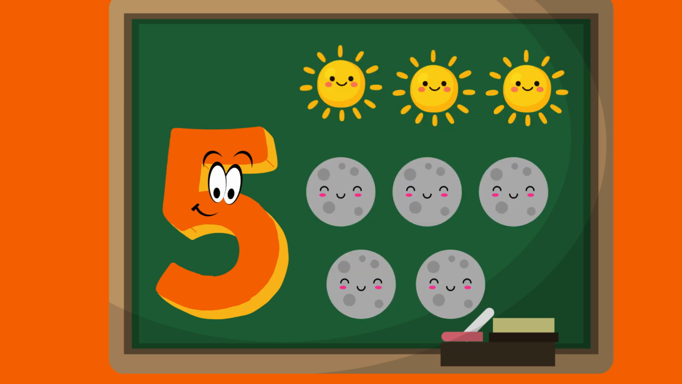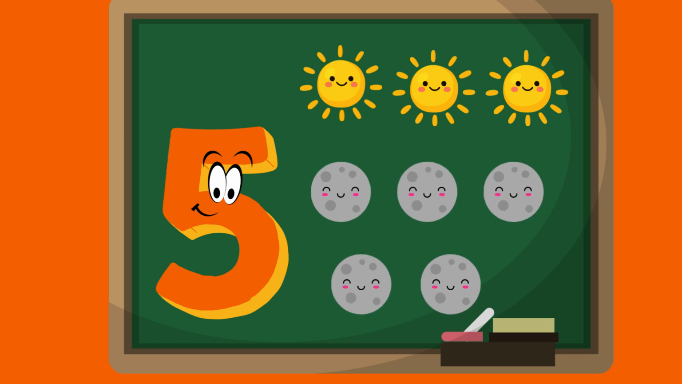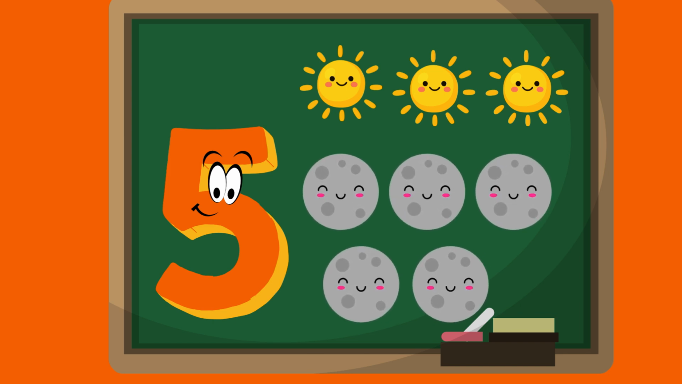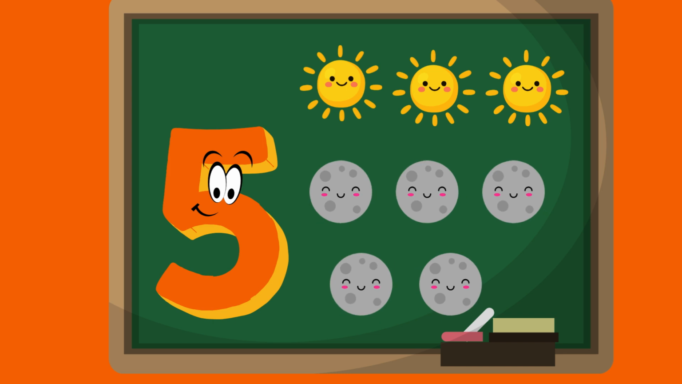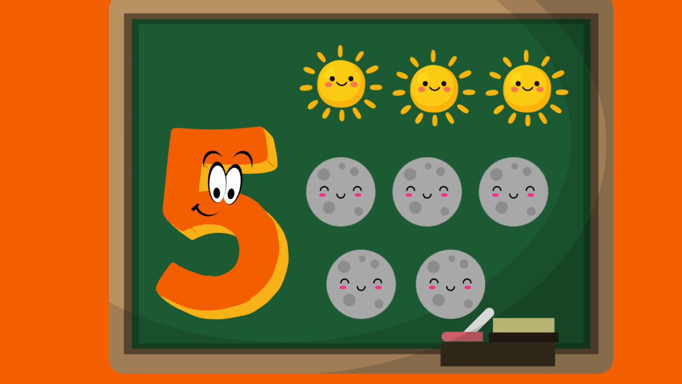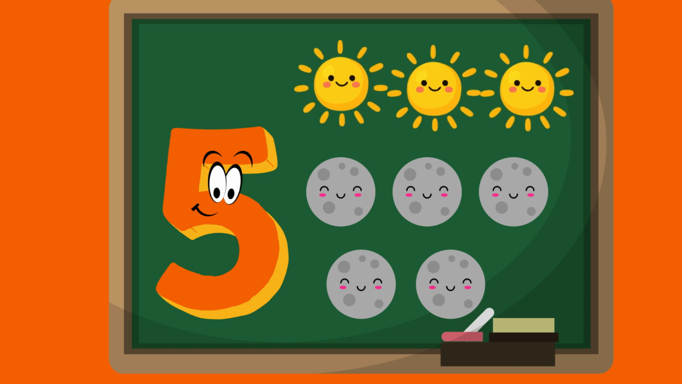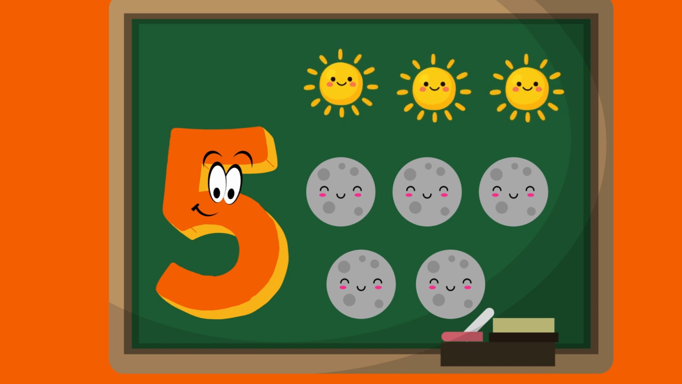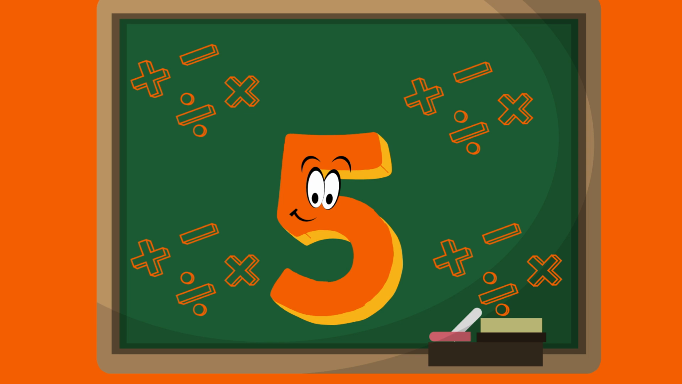Now this time we have suns and moons. What set represents the number 5? Okay, is it the moons? Yes, MegaMathKids, yes! Okay, is it the suns? No, MegaMathKids, no! If you pick the moons, you are right. Awesome job, MegaMathKids! Okay, MegaMathKids, now that you are warmed up, let's do some math.